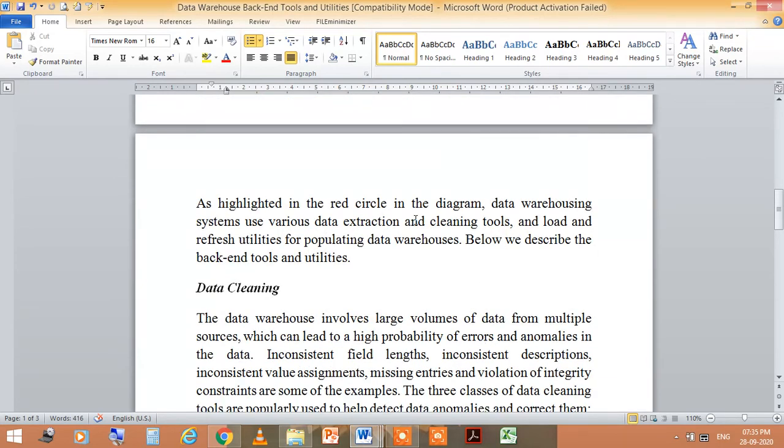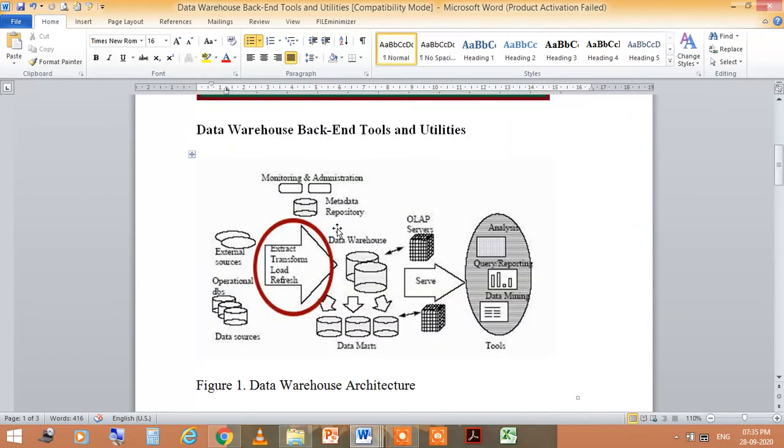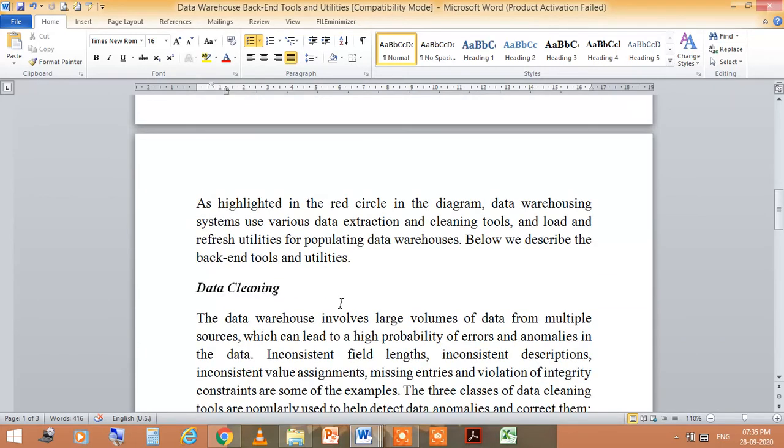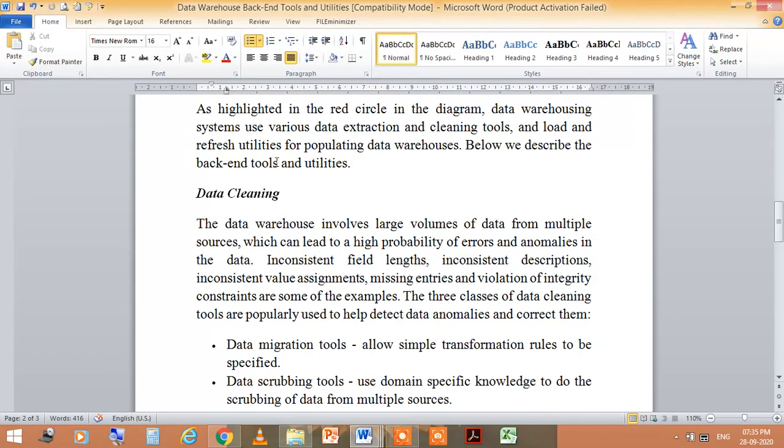As highlighted in the red circle in this diagram, data warehousing systems use various data extraction and cleaning tools, and load and refresh utilities for populating data warehouses. Below, we are now describing the backend tools and utilities. Here I am talking about this red circle. In these backend tools and utilities, the first is data cleaning.